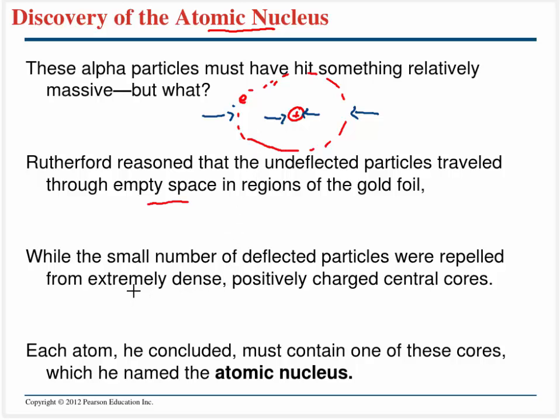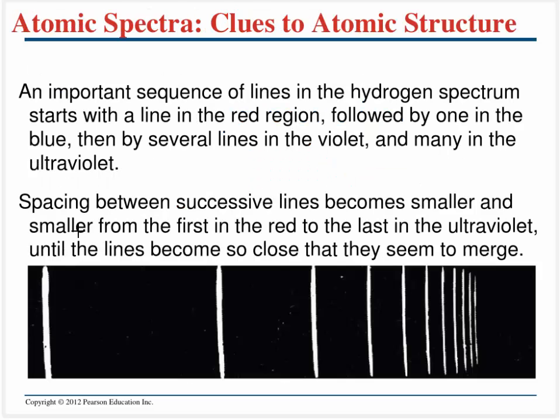When they hit the positively charged core, then we had the backscattered alpha particles, and so he said this must be really tiny, it must be positive, and the electrons have to live outside of it. Now, Rutherford's model was missing one important thing, and that thing was, how do the electrons live inside of these orbits?